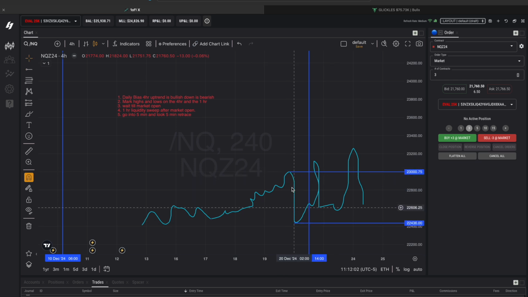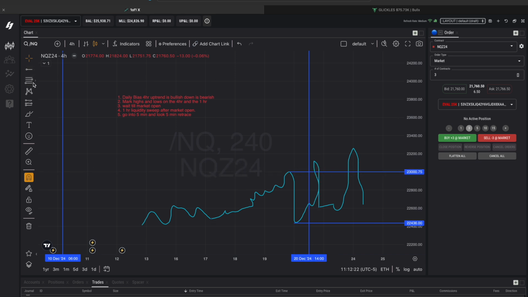But we see here before market opened, we'll say this is the 4 hour. It's kind of like a downtrend. It's a pretty bad drawing, but this is a downtrend. We have a low here, and we broke structure to the downside. So I would be bearish for the day. And then you can see here, once market opens, we get this liquidity sweep.